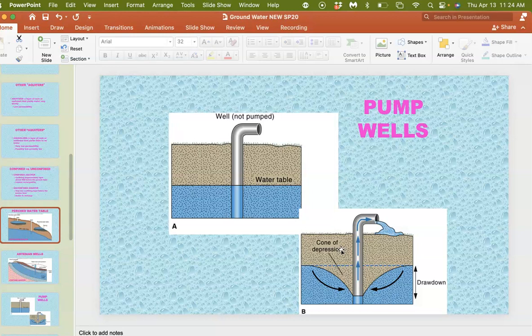All right? So it's called cone of depression, and there are certainly some ways to calculate it and all that jazz that you don't need to worry about. But I am just letting you know that it is a thing.